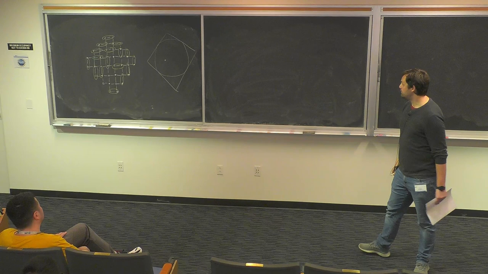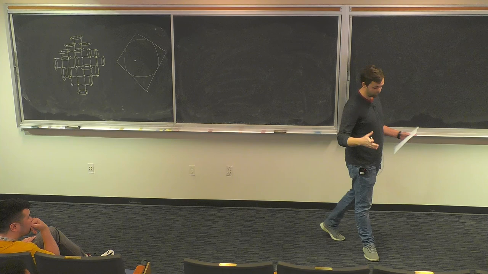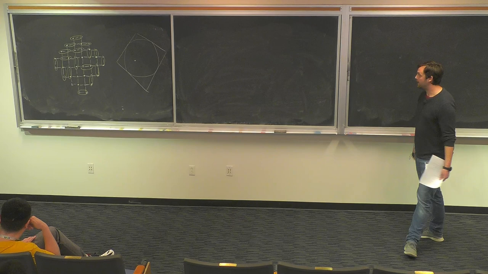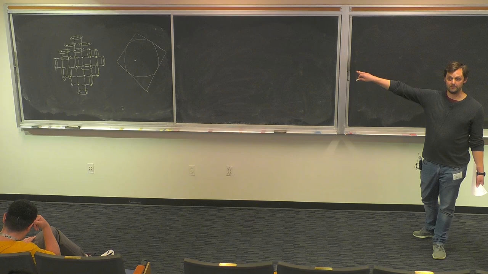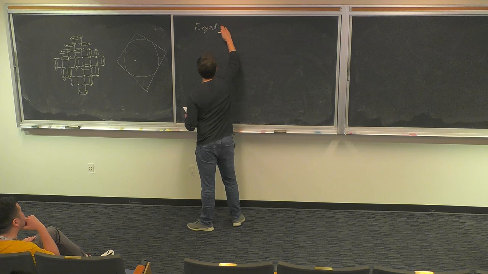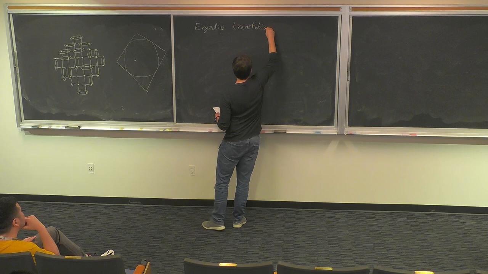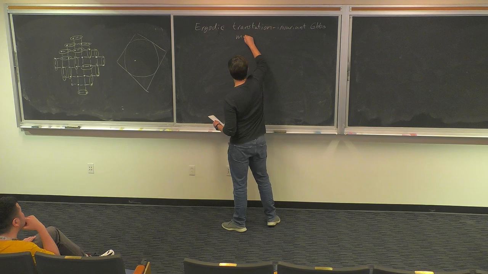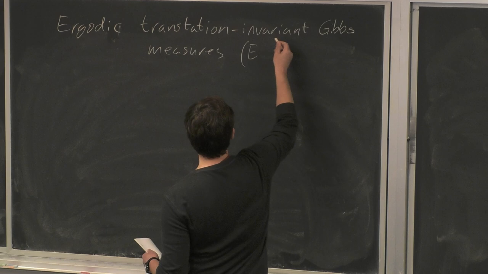And to do that, I will first discuss, so when we zoom in at one point, in the limit we will see some measure on the square lattice, on the entire plane. And I will first discuss the measures that we expect to see as we zoom in here. And the measures we expect to see are the ergodic translation invariant Gibbs measures, or for short, ETIG.